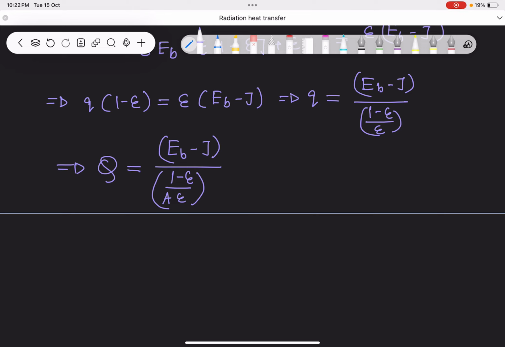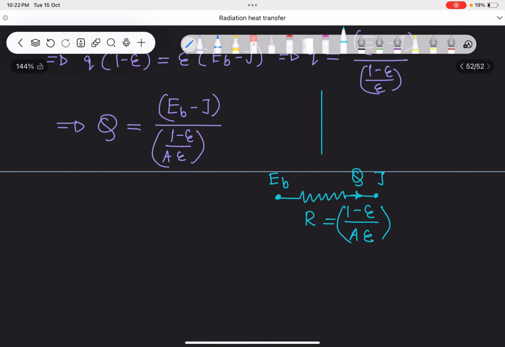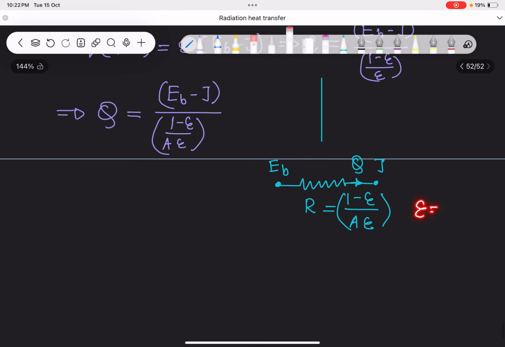And here see what I have considered. If I have a particular surface, then for this surface I can draw a node here and a node here. So this node will be EB and this node will be J, and I can draw a resistance. Through this resistance the Q is flowing and this R is equal to 1 minus epsilon by A epsilon. See, this network is for a single surface. Now if it was a black surface, then my epsilon is 1 and this resistance is becoming 0. Clear? So this resistance also has a name, but I apologize that I don't remember the name right now. So we can write the net heat transfer from a surface like this.